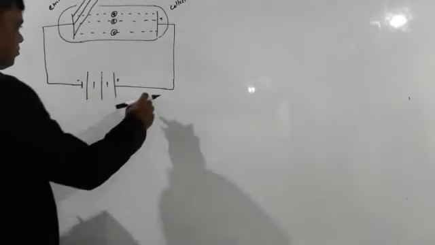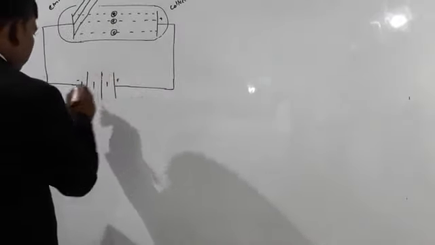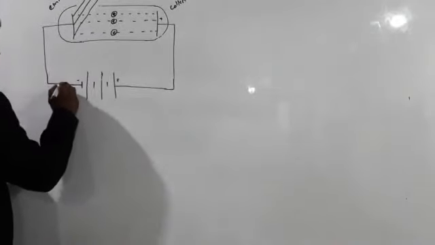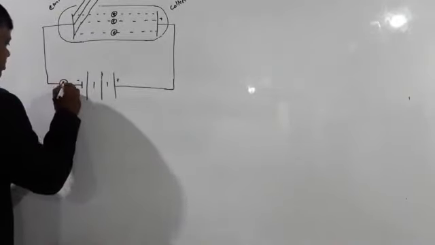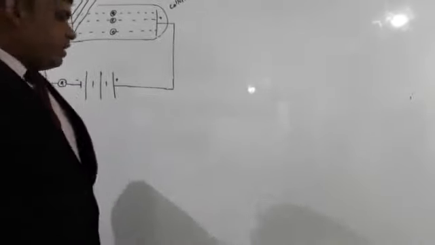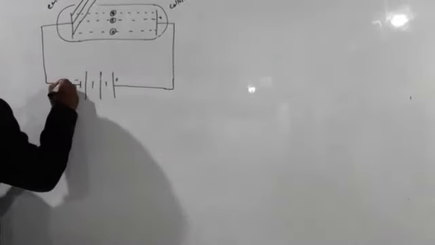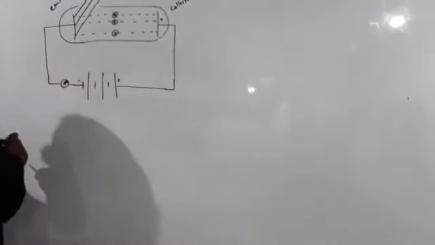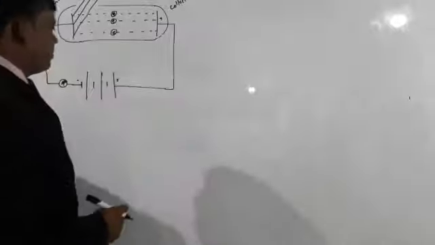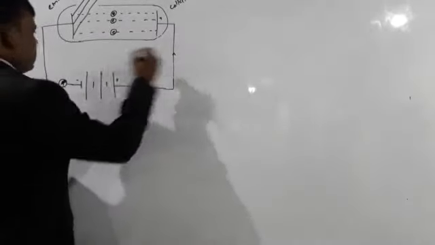So now, when an ammeter is connected in series in this circuit, then there is some deflection in the ammeter. It means there is current in the circuit. This current is called photoelectric current.